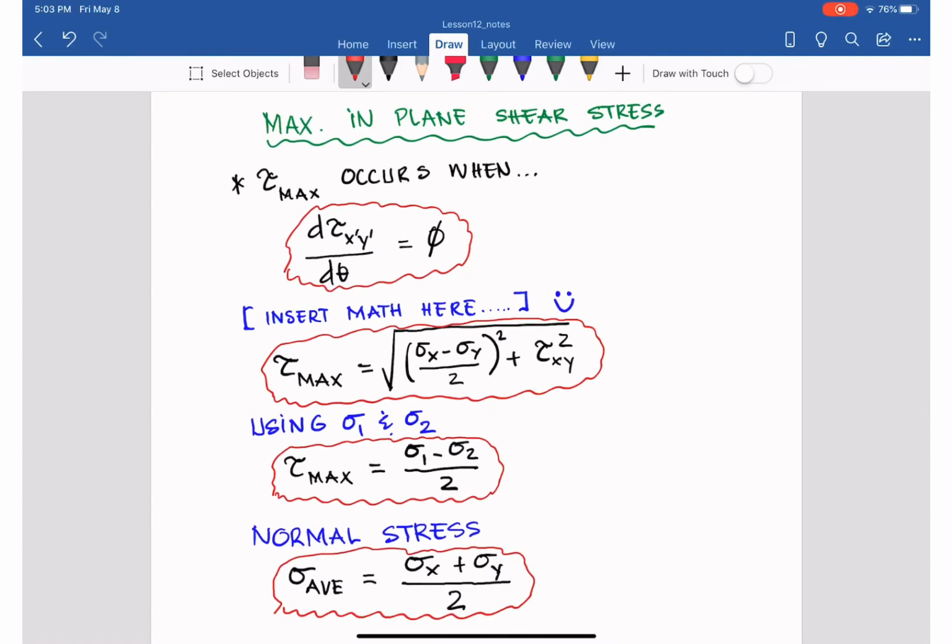So let's stop here for the lesson. We go to worksheet 12A and B. We already practiced 12C previously, and then continue with the lesson.